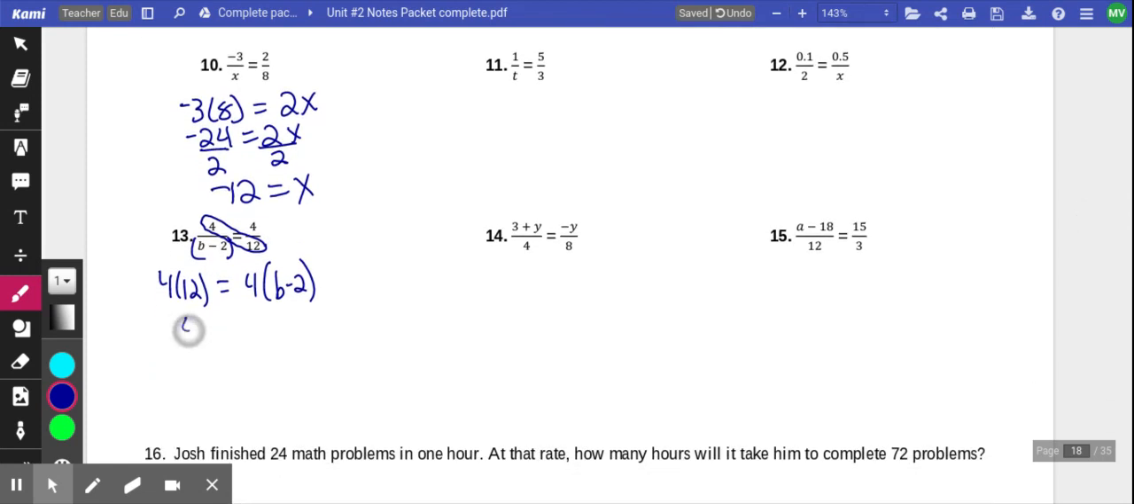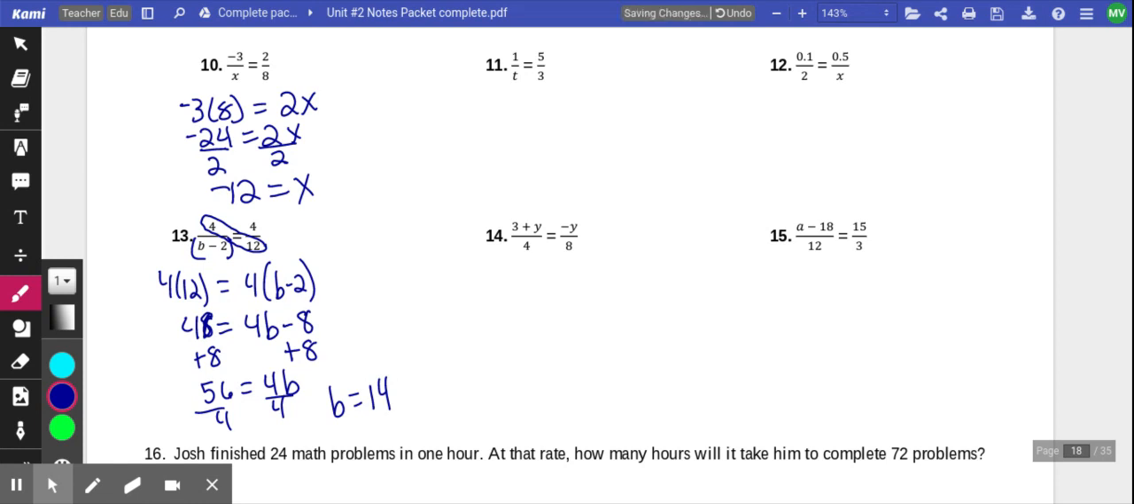So that gives me 48. And then on the right side, I need to distribute. So that's 4b minus 8. I add 8 to both sides. I get 56 equals 4b. I then divide both sides by 4. And b equals 14.